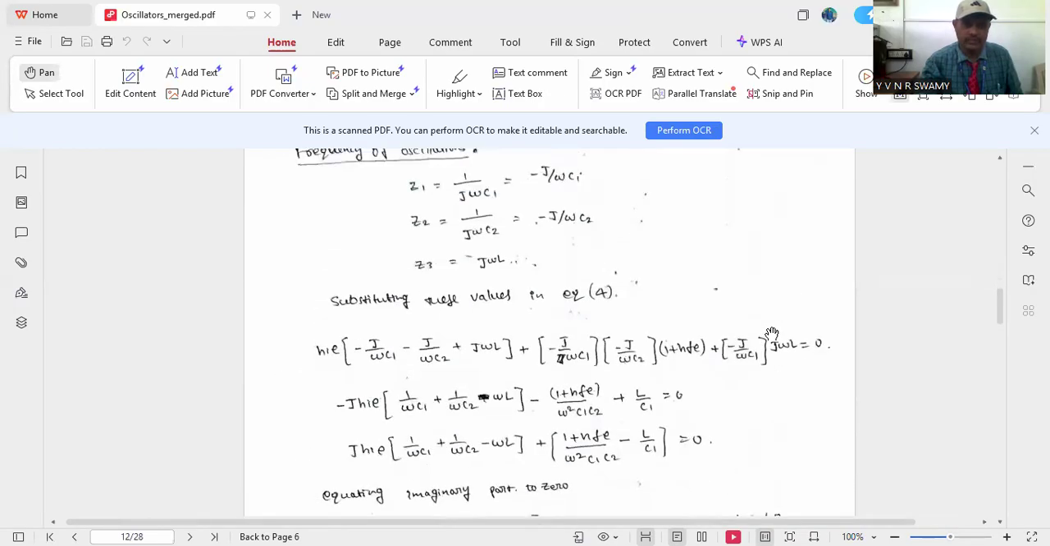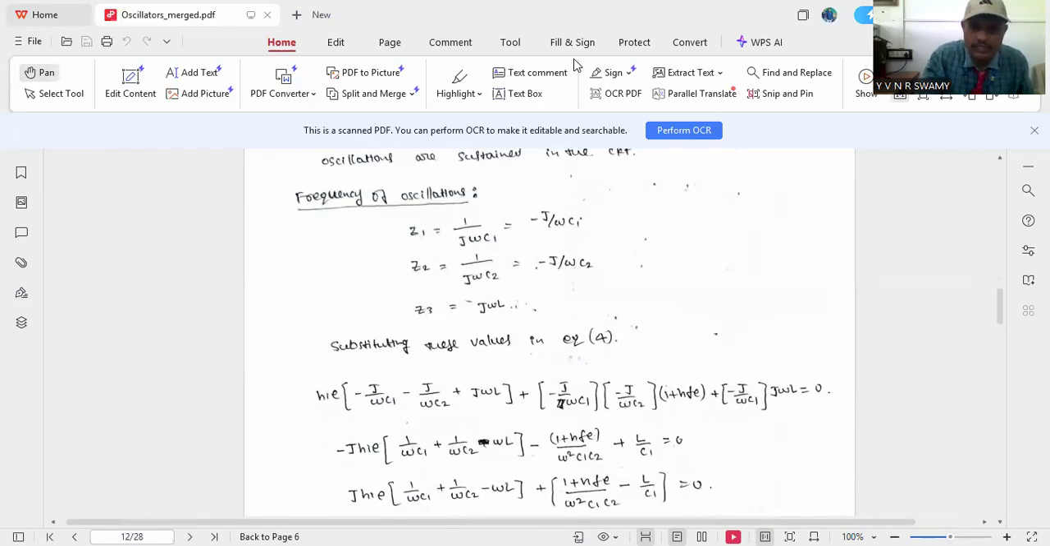Here, Z1 is equal to 1 / (j omega C1), which is equal to minus j / (omega C1). Z2 is equal to 1 / (j omega C2), which is equal to minus j / (omega C2). And Z3 is equal to j omega L. Now substitute these three values Z1, Z2, Z3 in the general equation of the LC oscillator.